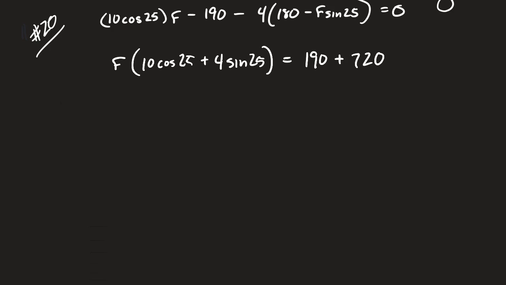Now, this will not give you the answer to the problem. This will tell you what the force is that you applied. That's why I need you guys to do that. So if you would be so kind, 190 and 720 is 910, and this will not be the answer in mastering, by the way, divided by 10 cos 25 plus 4 sine 25.